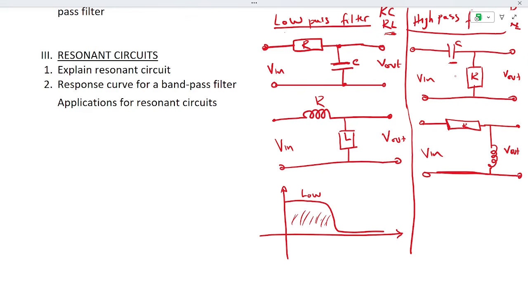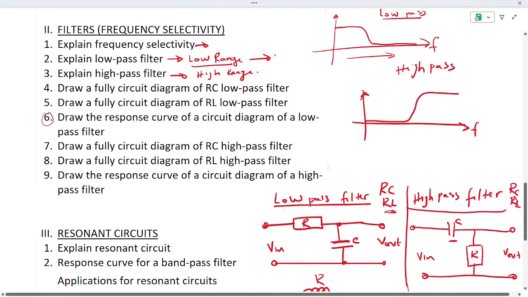And the response curve, if they ask you to draw the response curve for this high pass circuit, what happens here? It blocks out all the low frequency and allows the high frequency to pass through. That's the response curve for the high pass filter. So yes, you can go through that and study more theories on what's happening there. So yeah, that is it for the filter.